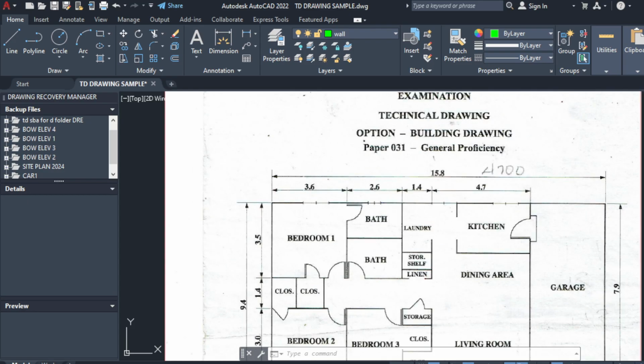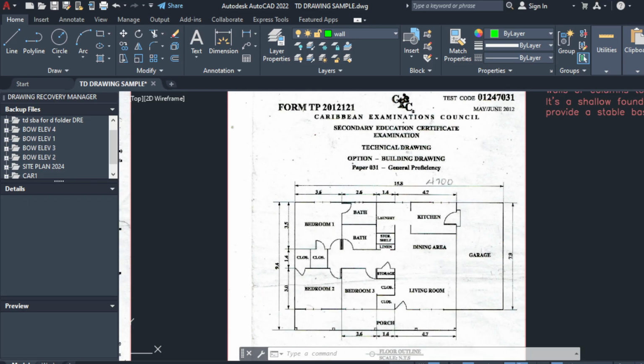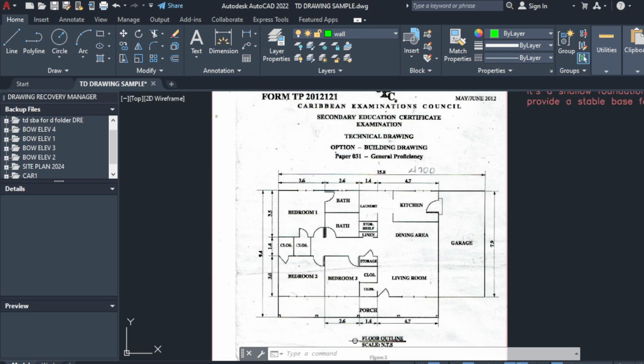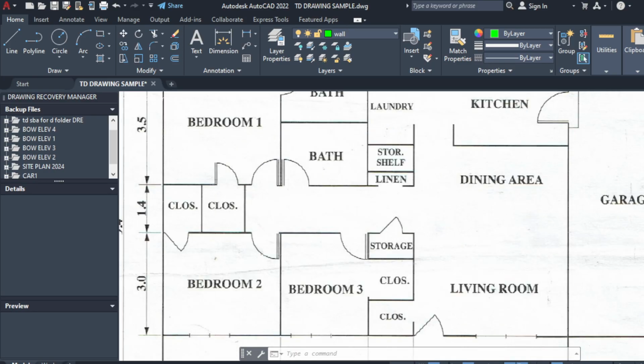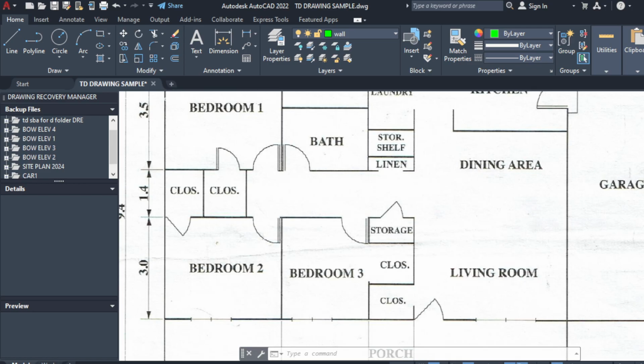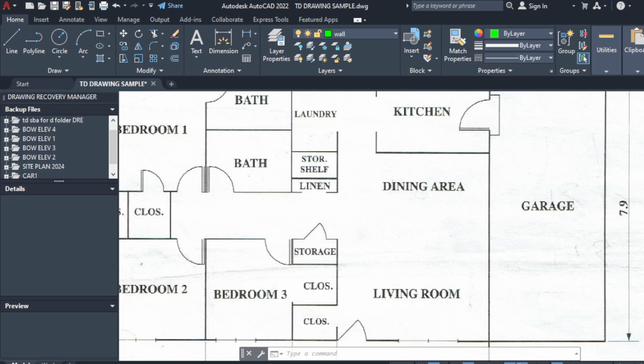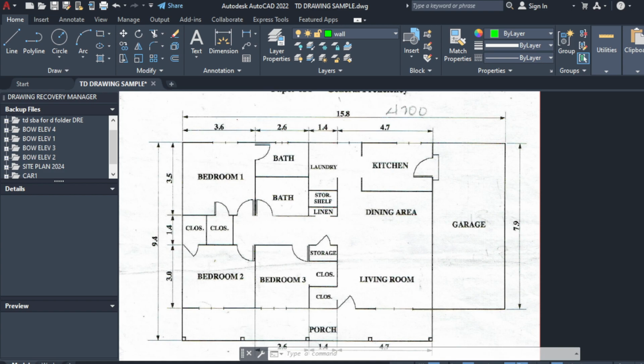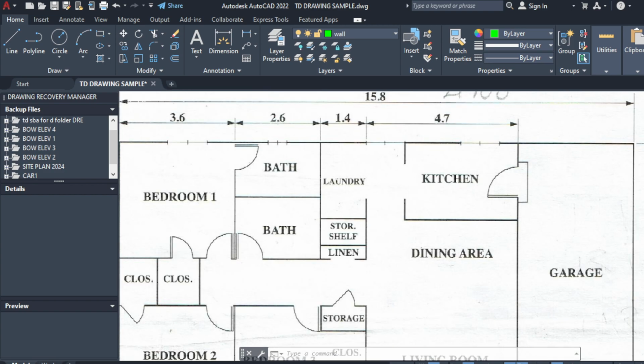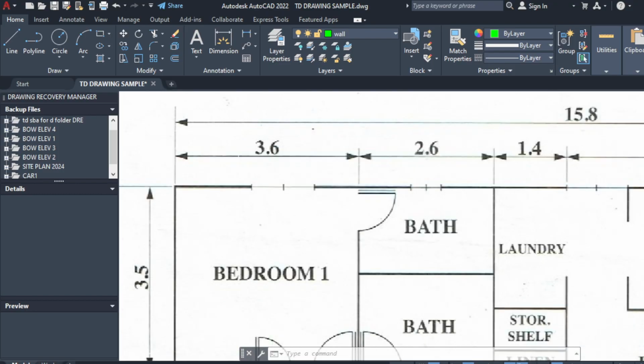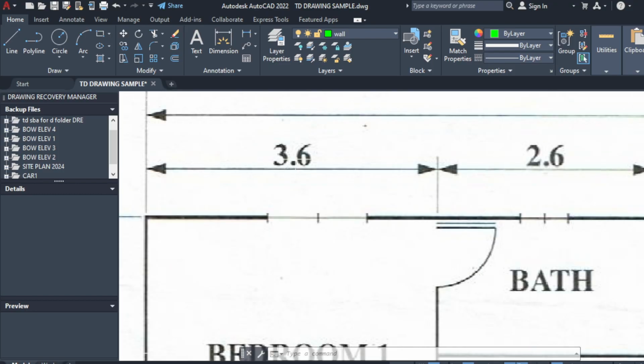We have the bedrooms, 3 bedrooms: 1, 2, 3. We have a living room, dining room, a garage, kitchen, laundry, storage, shelf, linen, storage, and we have bathrooms, right? So remember, we are going to multiply the figure 3.6 by 1000. That is going to give us 3600 millimeters.